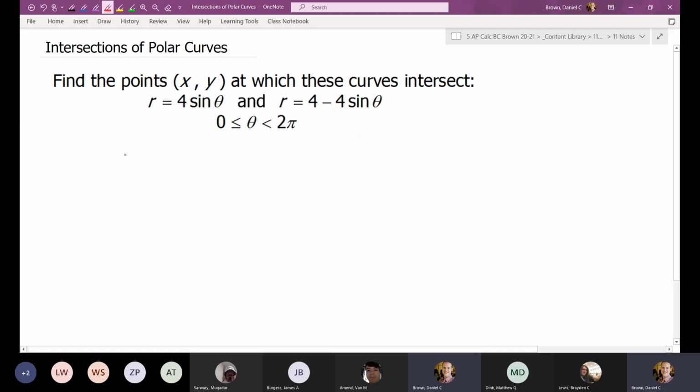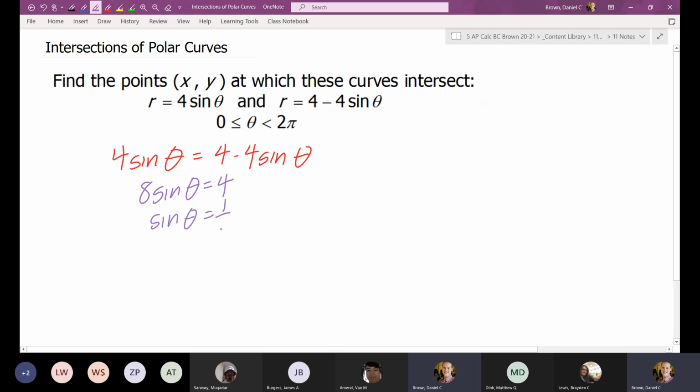So I would have 4 sine of theta is equal to 4 minus 4 sine of theta. Solve it. 8 sine of theta is equal to 4. So the sine of theta is equal to 1/2. When is sine equal to 1/2? I think about the interval from 0 to 2 pi. That's going to happen at pi over 6 and 5 pi over 6.